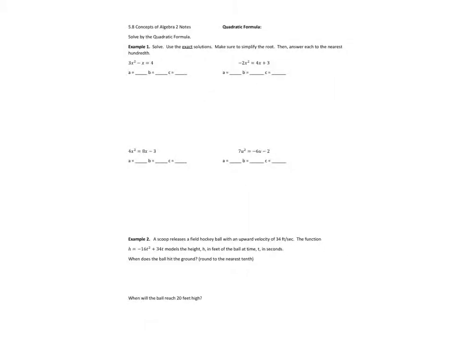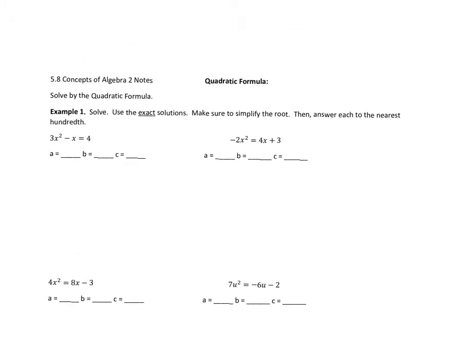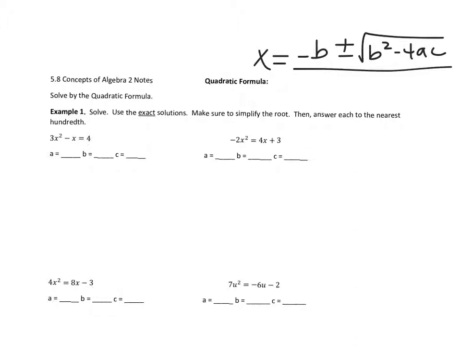So we've looked at ways to solve a quadratic by factoring, solve by square root, solve by graphing, but those techniques do not work all the time. So the technique that works every time to solve a quadratic is the quadratic formula. The quadratic formula is x equals opposite b plus or minus the square root of b squared minus 4ac all over 2a. And we spend a long time on this in Algebra 1.